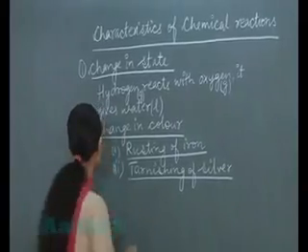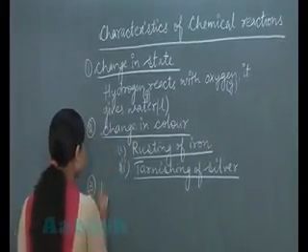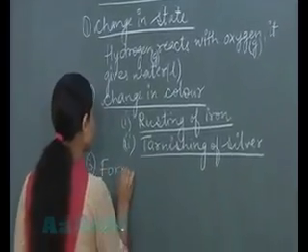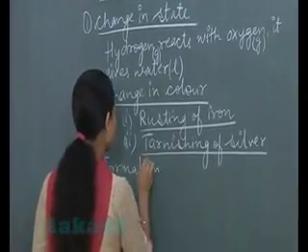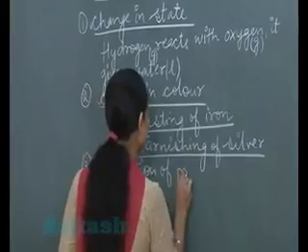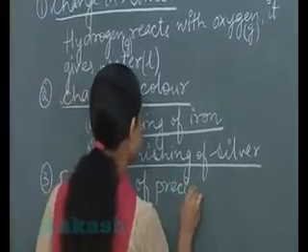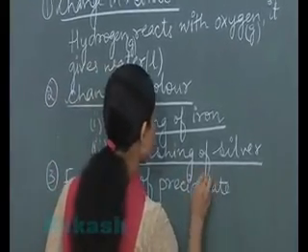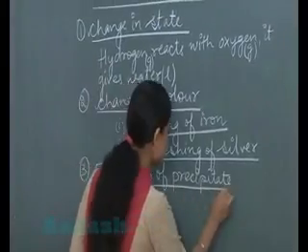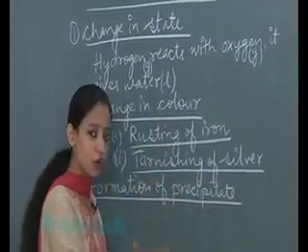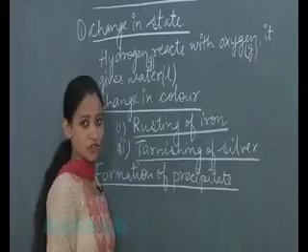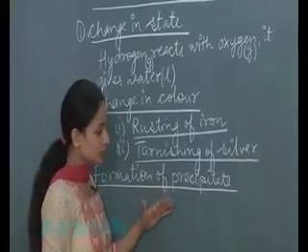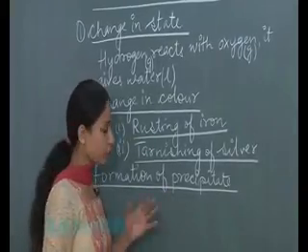Now the third observable change can be the formation of precipitate. Now students, precipitate is a solid residue which is formed at the bottom of the reaction mixture. Let us see with the help of an example of a reaction.